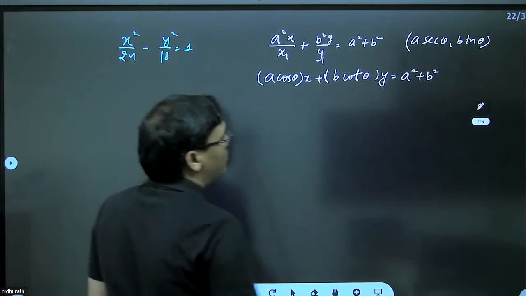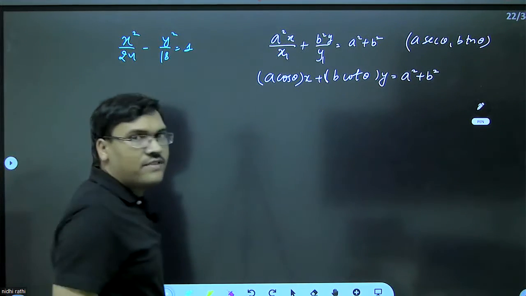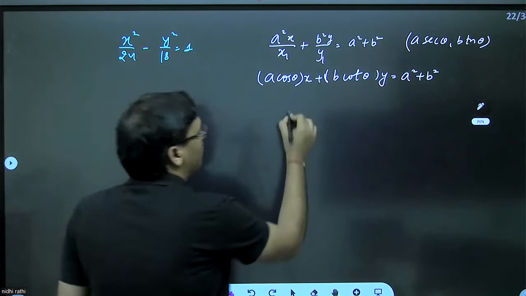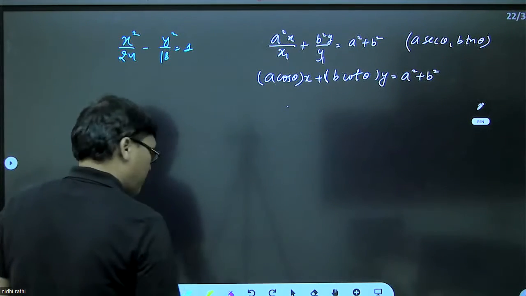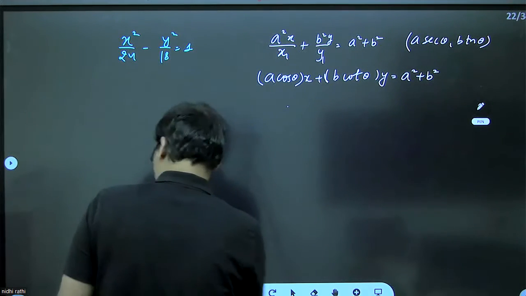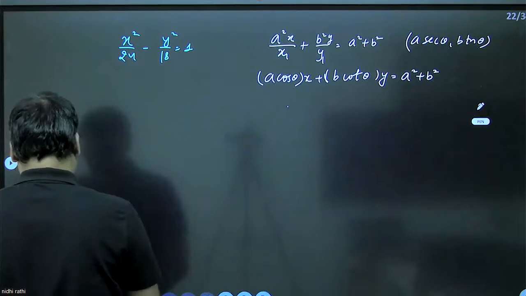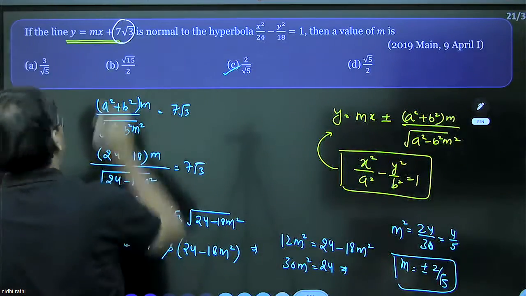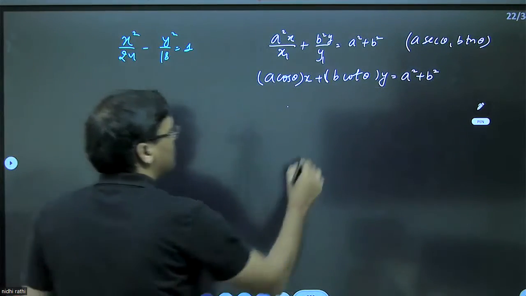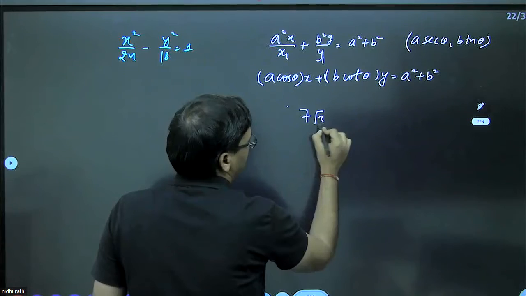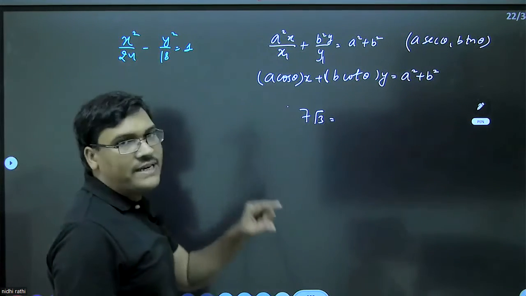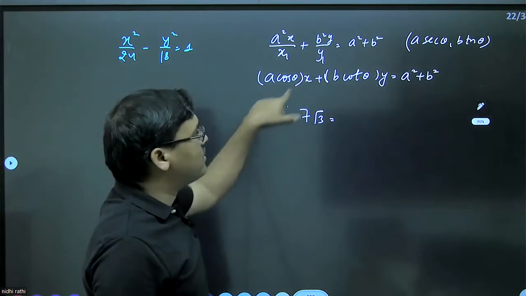Now see, what is the y-intercept of this? You can find the y-intercept of this. What is the y-intercept? It is given. This is 7 root 3. You can see this is 7 root 3. Correct? So this is 7 root 3 y-intercept. Now we know what the y-intercept is. How to get the y-intercept? Put x is equal to 0.